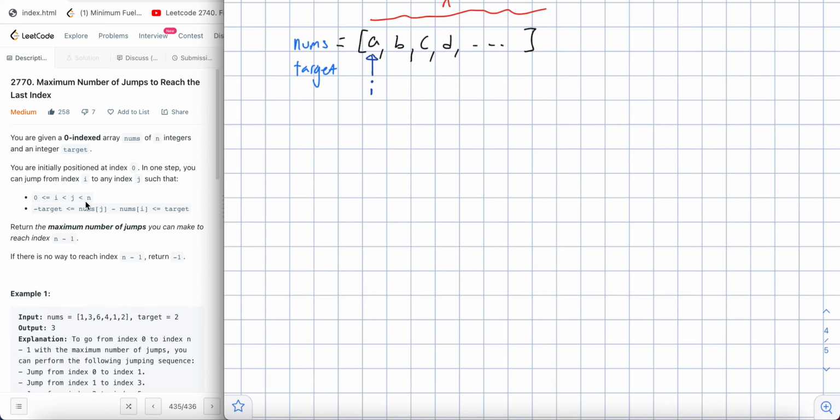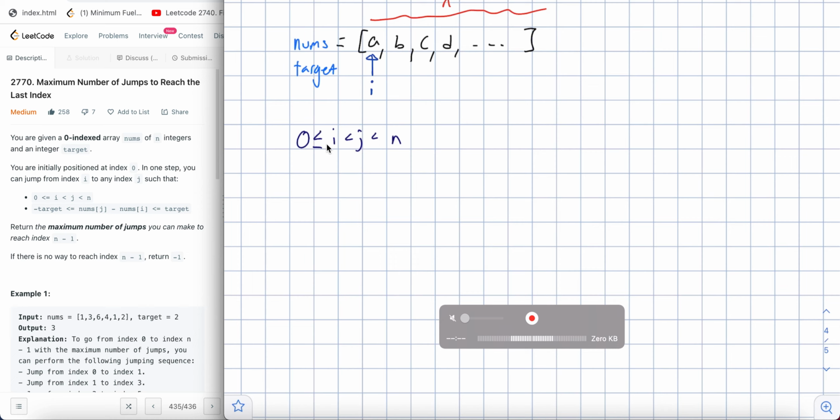So what does this first condition imply about the nature of how I can jump? Well, if I'm starting at index i, I can only go from i less than j, less than n. These outside boundaries just mean I can only jump within the range of the array. I can't go outside of this boundary because I can't go less than 0. And I can't go outside of this boundary because I can't go greater than n. So that's kind of what these outer boundaries imply.